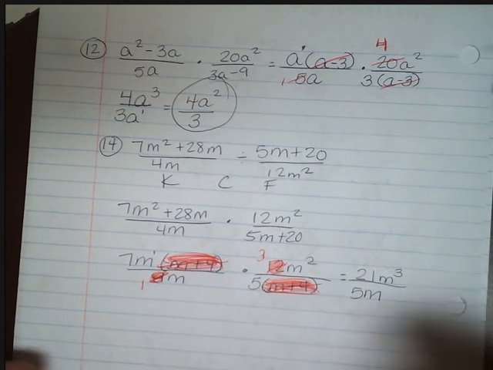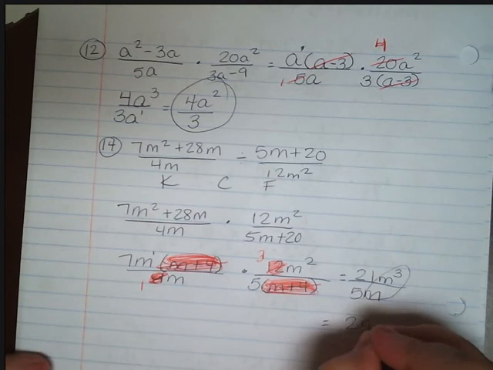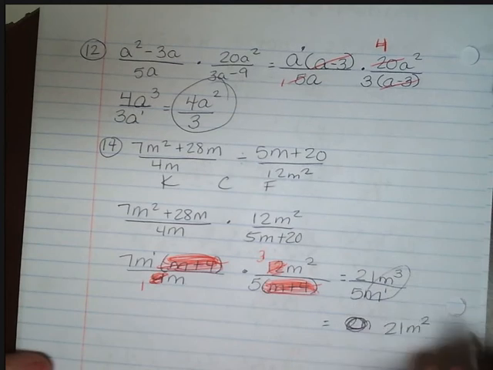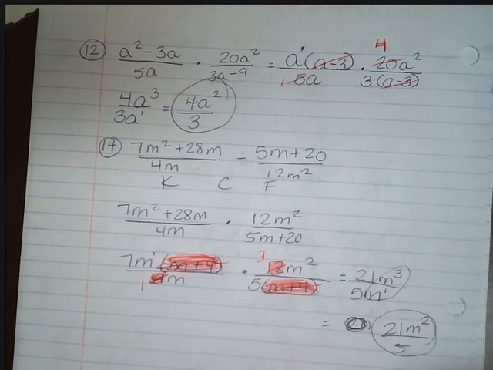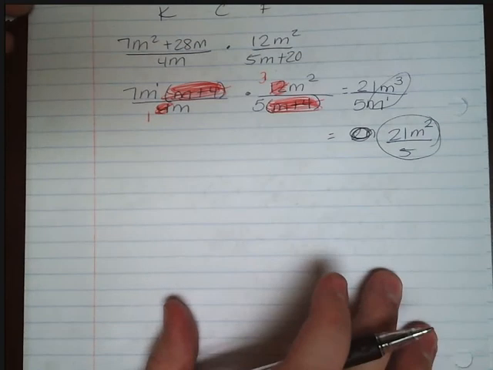So now I can still simplify these m's. So I'm going to get 21m squared, because you subtract those exponents, divided by 5. Okay, so now we're going to move on to problem number 16.